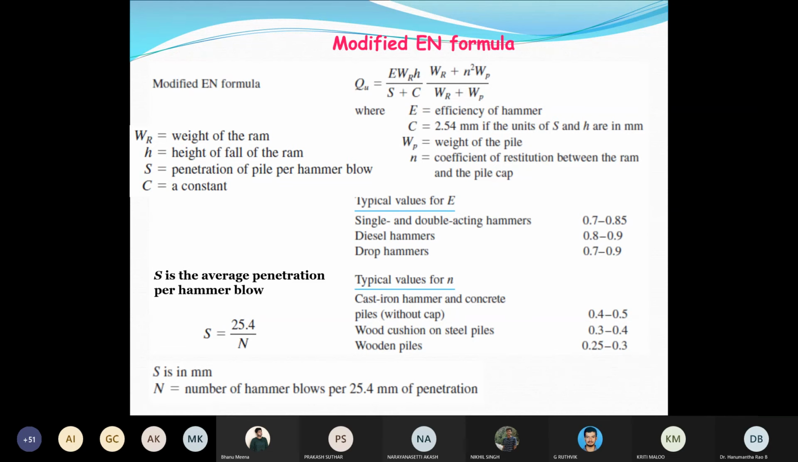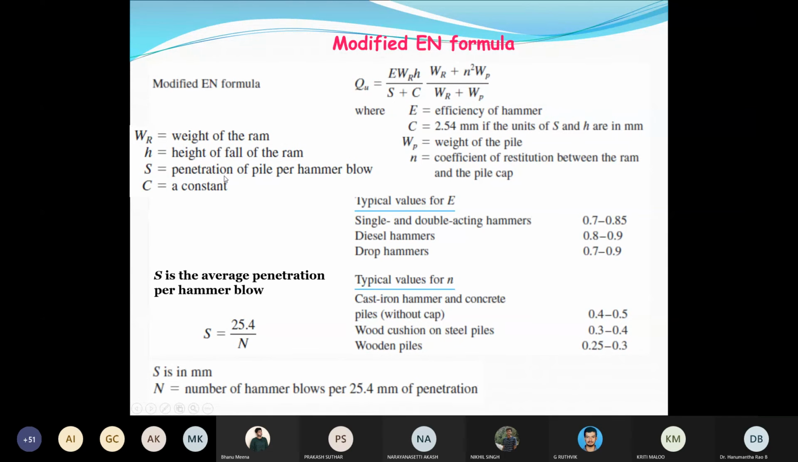Then what values of the energy efficiency E can be taken depending upon the hammer type? Just recall, we were discussing pile driving equipment: the single acting hammer, double acting hammer, diesel hammer, vibratory hammer, drop hammer, and so forth. Depending upon the hammer type, you can take the efficiency between 70% and 90%. And depending upon the pile type, we can assume the coefficient of restitution: cast iron hammer and concrete pile 0.4 to 0.5, wood cushion on steel piles 0.3 to 0.4, wooden piles 0.25 to 0.3.